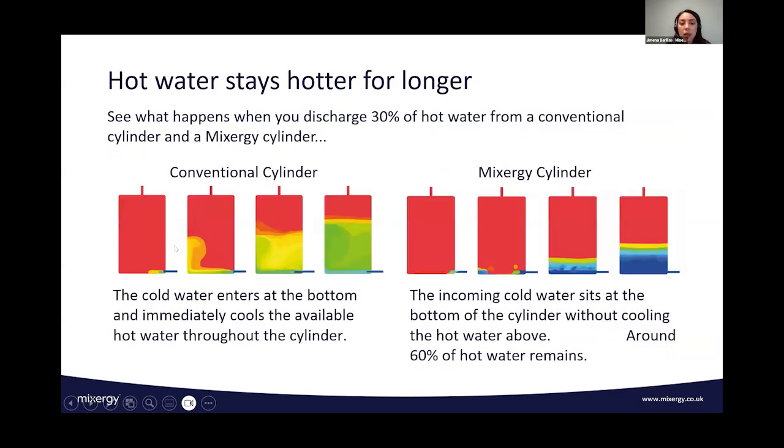So here you can compare what happens with a conventional cylinder and a Mixergy cylinder. When you discharge 30% of hot water from a conventional cylinder, the cold water enters at the bottom and immediately cools the hot water available. It swirls around and it dilutes it. But with the Mixergy, the cold water remains at the bottom, so your hot water will remain at the same temperature as well.